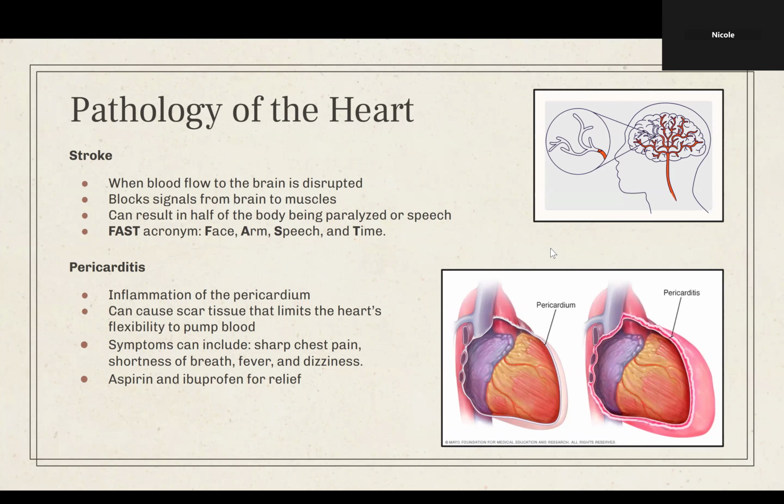The treatment does depend on the severity of the disease, but for more mild conditions, you can take aspirin or ibuprofen to reduce inflammation. Next slide, please.